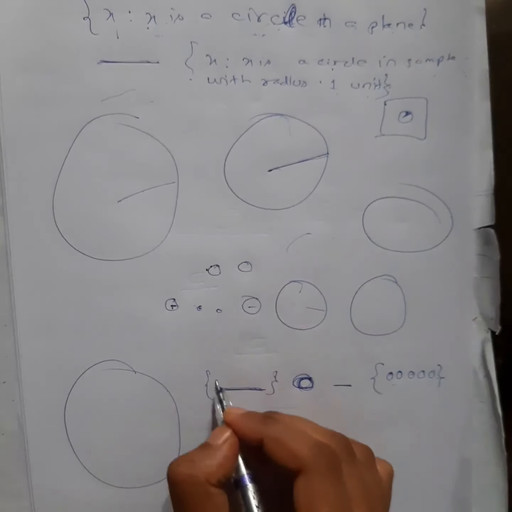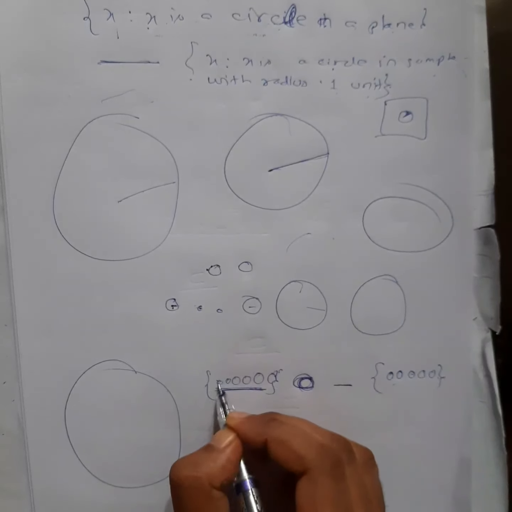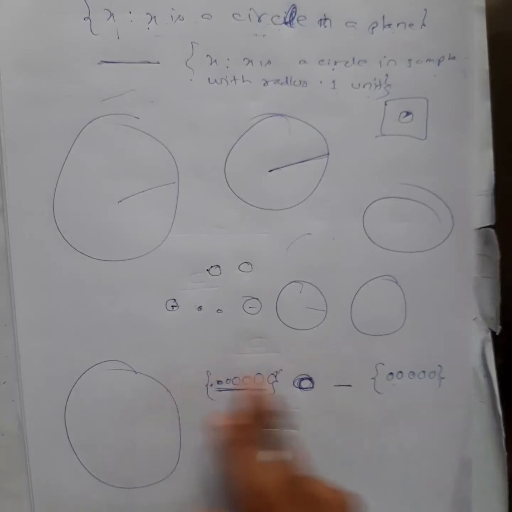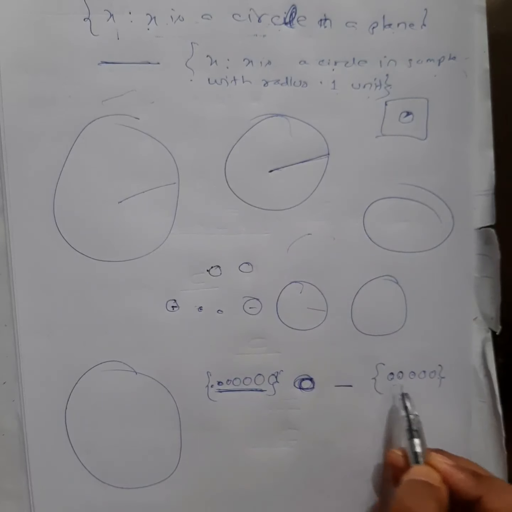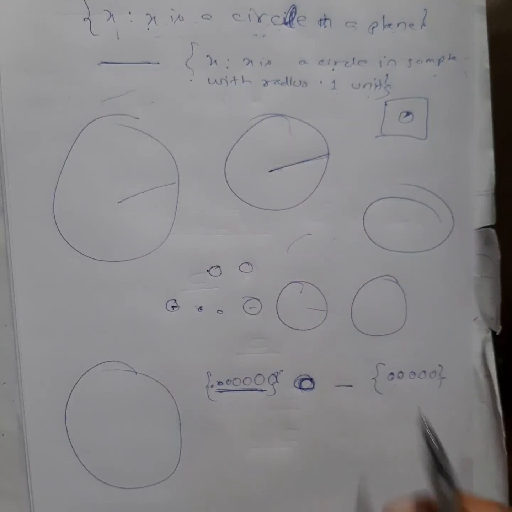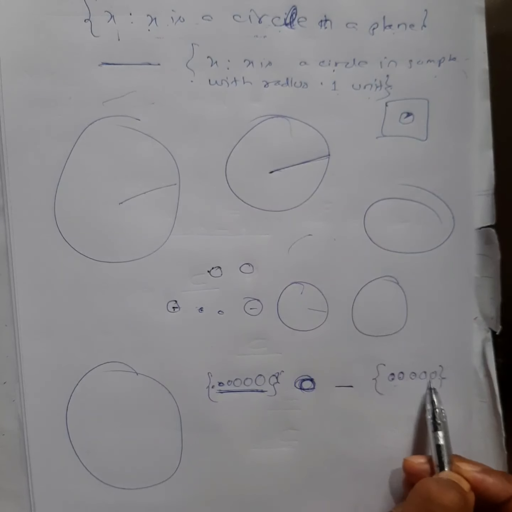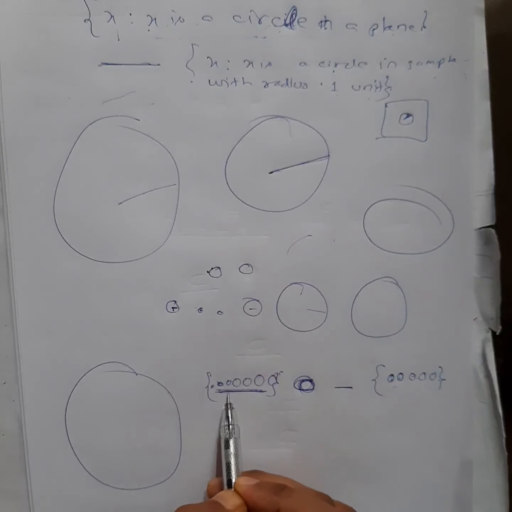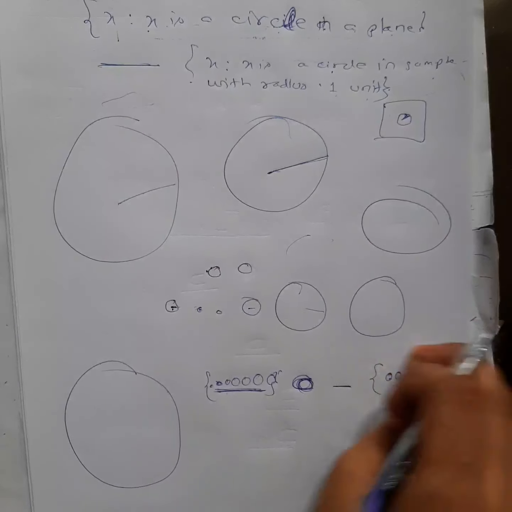Then in your next set, only those circles are there whose size is radius 1 unit. Here all kinds of circle are there, small, big, all kinds. Now this 1 unit radius, it might be centimeter, or it might be meter also. Obviously this will be there in this set, right? All sets we have taken from this plane only.